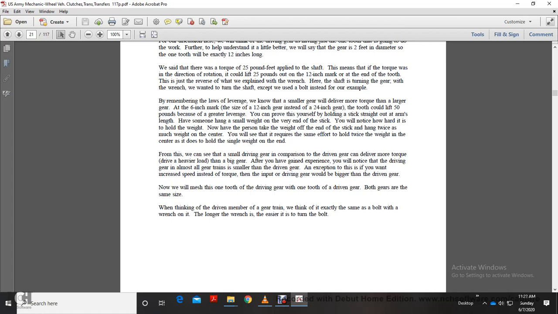After you have gained experience, you will notice that the driving gear in almost all gear trains is smaller than the driven gear. The exception is when you increase speed at the expense of torque, where the input driving gear would be bigger than the driven gear.